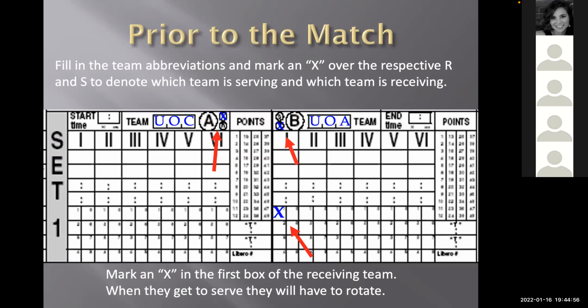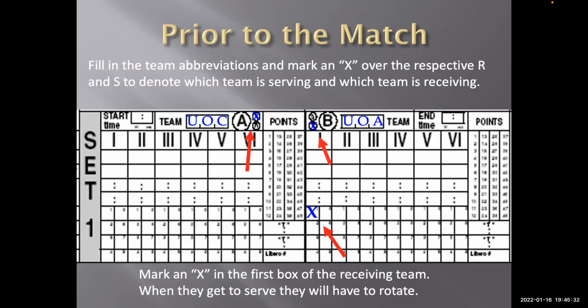Now the fun stuff. So when we start a match, this is set one, but every set looks the same. You'll notice that we now know who's serving and receiving. That's been given to us by the referee after the coin toss. We put an X. I guess I should point that out, that we always put X's anywhere when we're doing the age, class, the gender, and in this case, the serve receive. So we'll X out the serve and the receive. In this case, the U of A is the B team and they're receiving. U of C is serving and they are on the A. And we put an X in that first box at the bottom.